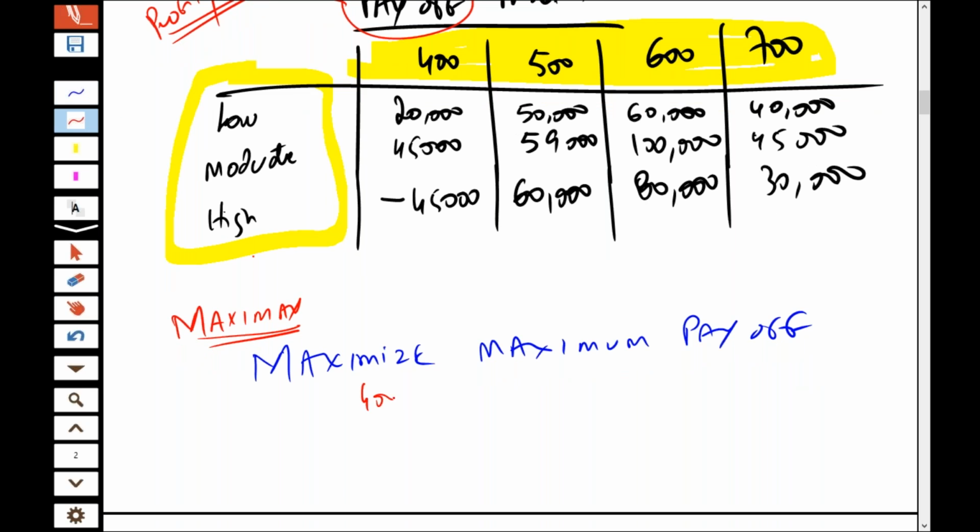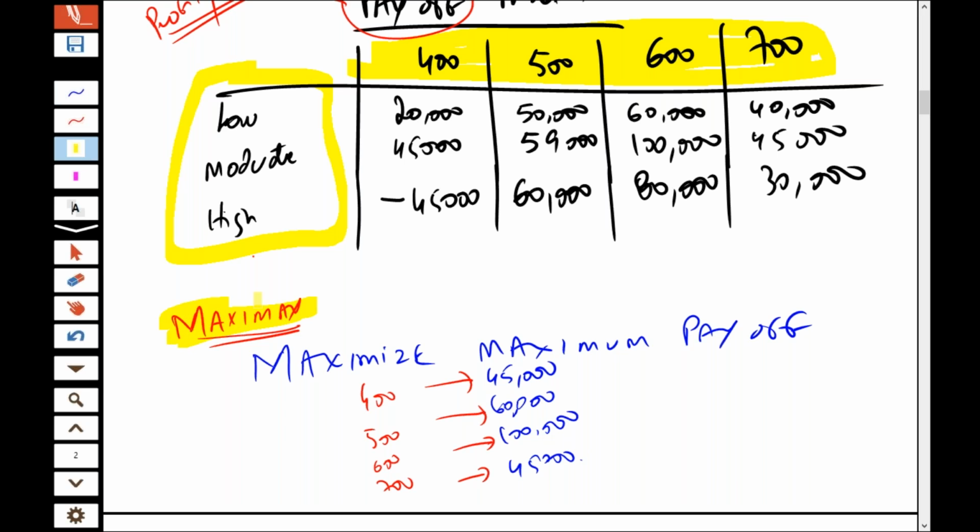Now, how exactly are we going to do it? We've got one option 400, then 500, then 600, then 700. If I try to establish on the basis of 400, the maximum payoff that could be earned is 45,000. On the basis of 500, the maximum payoff that could be earned is 60,000. On the basis of 600, the maximum payoff that could be earned is 100,000. And on the basis of 700, the maximum payoff that could be earned is 45,000.